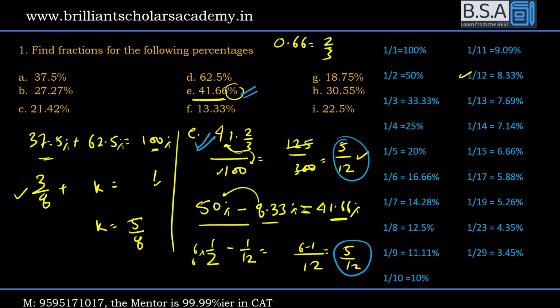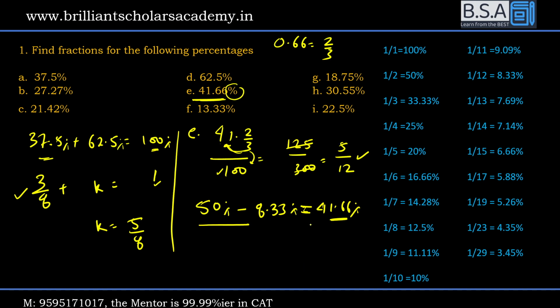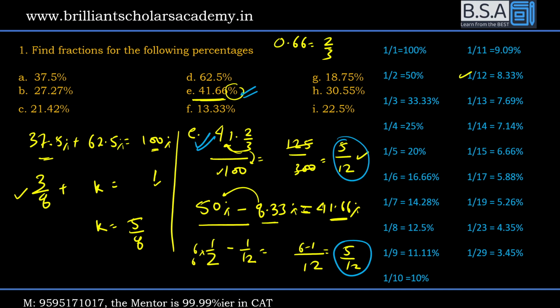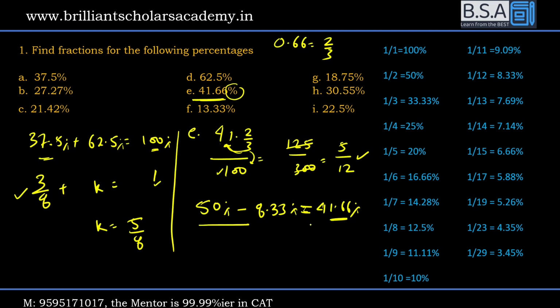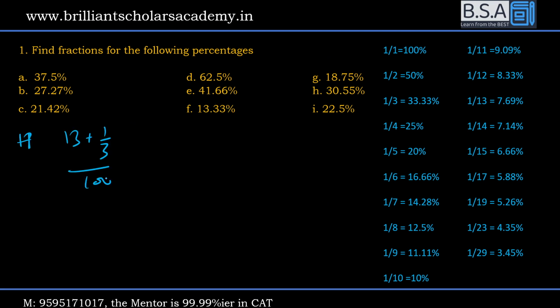How do you plan on creating 13.33? Try, give it a shot. You want to stick with conventional method? Perfectly fine. Look at this. 13 plus 1 by 3 is 13 3 by 3 upon 100, that is 40 upon 300. That is perfectly fine. Cancel 0, cancel 0, cancel 2, 2 upon 15. You convert the decimal into its fractional form upon 100, job done. Or else what you could have done is 10 percentage plus 3.33 percentage.